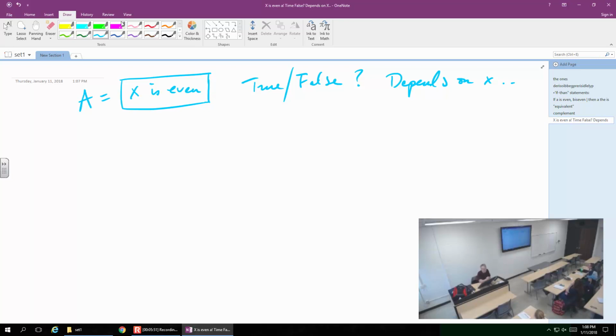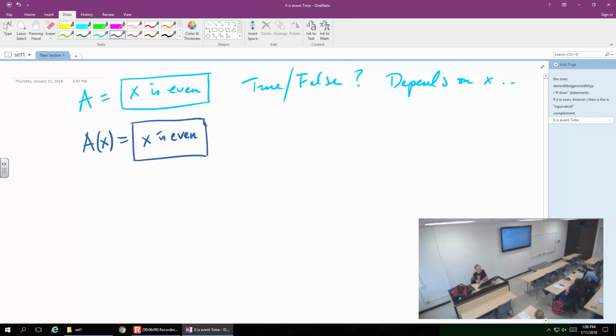So what's the way out? The way out is to literally have x present as a parameter, like this: A of x is even. It looks like a function, right? In a sense, it is a function. x being an integer here, it's like the input. Input a number, specifically an integer. What's the output?